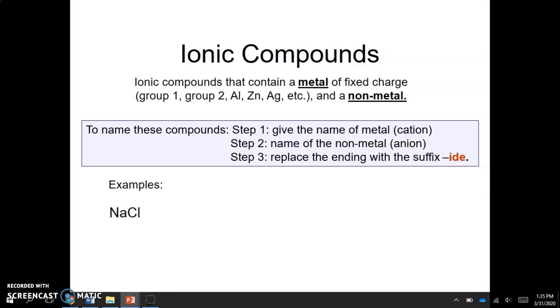Step 2, we name the nonmetal. Sodium here is bound to chlorine, so chlorine is our nonmetal. Again, you find your nonmetals and your metals from your periodic table, so you should have your reference tables. Step 3, we replace the ending of chlorine with the suffix -ide. So instead of saying sodium chlorine, we say sodium chloride. To name this ionic compound, NaCl, it would be sodium chloride.